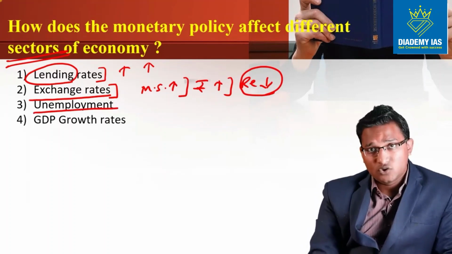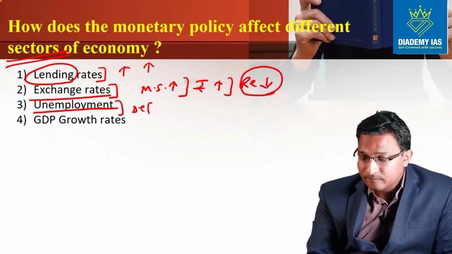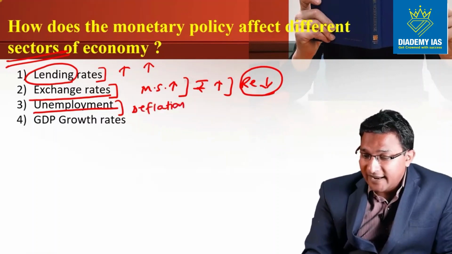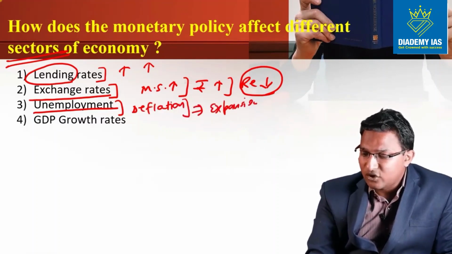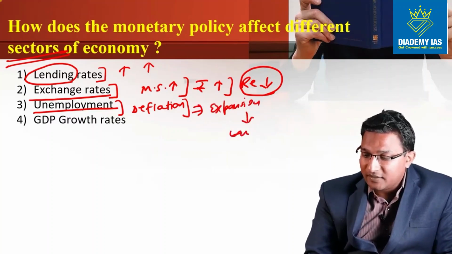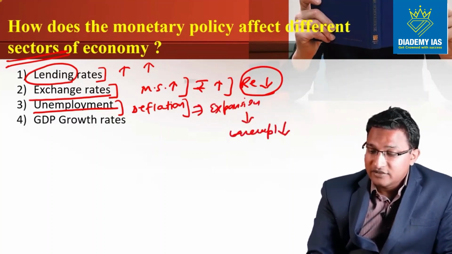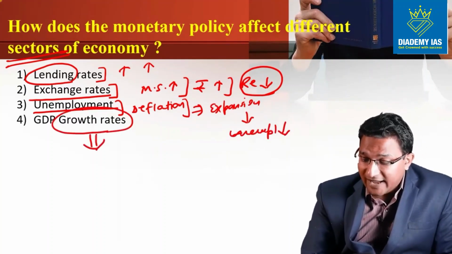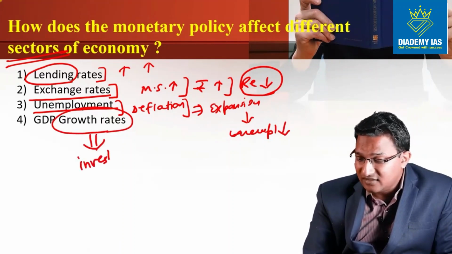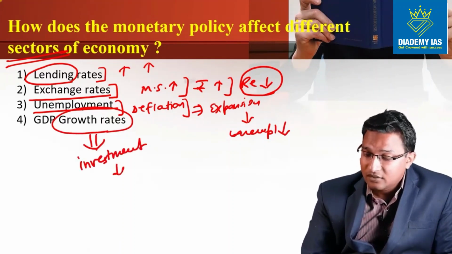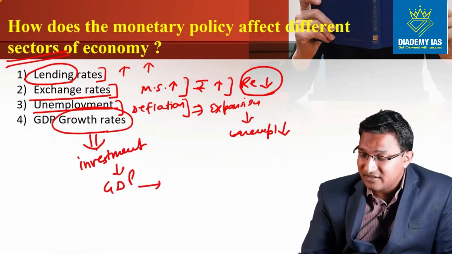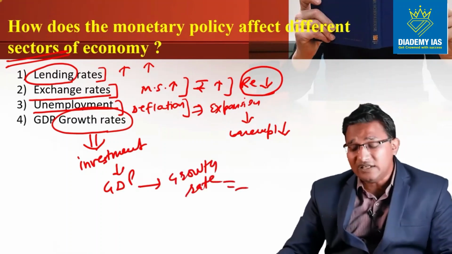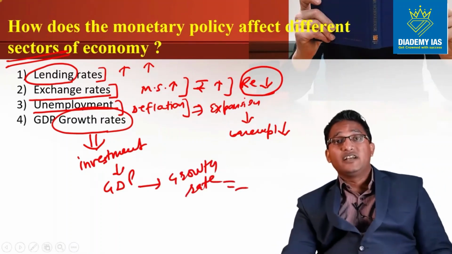Effect on employment. So if there is high deflation, then we will try to use the expansionary monetary policy, and when the expansionary monetary policy is used, then unemployment can be reduced. GDP growth rate is also impacted, because change in the money supply actually changes the investment decision, and change in the investment decision impacts the GDP, and GDP changes actually impact the growth rate. So you can see the direct linkage between the different things.